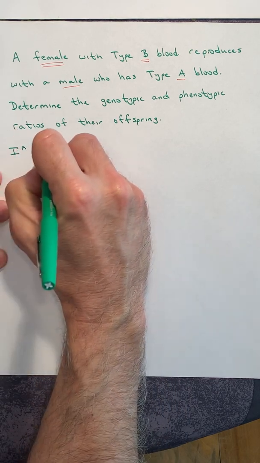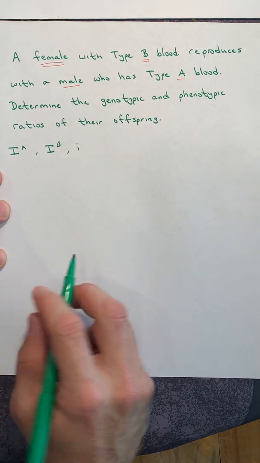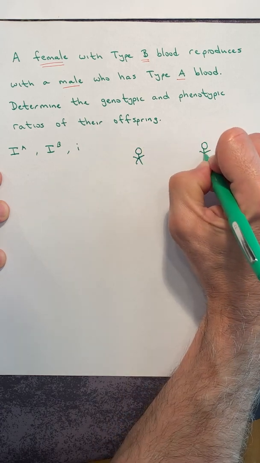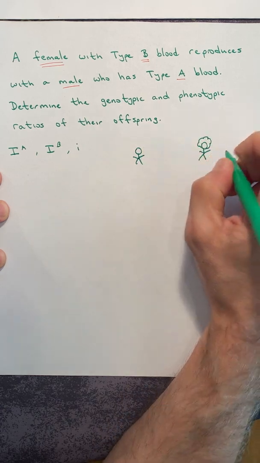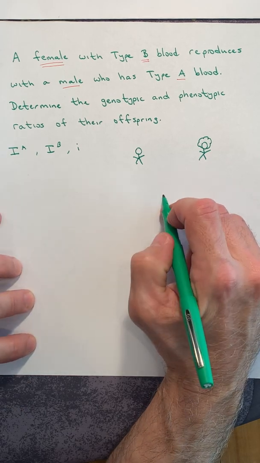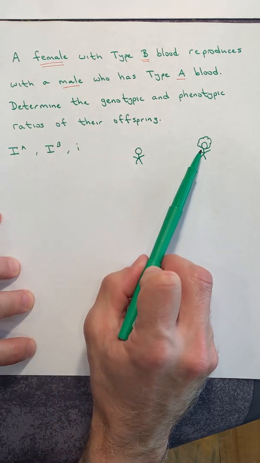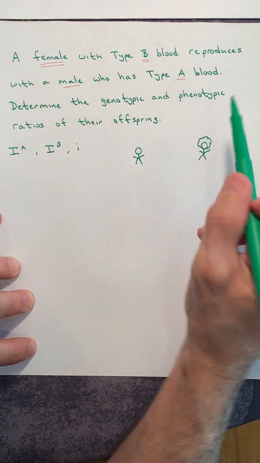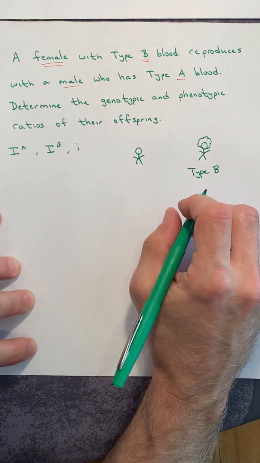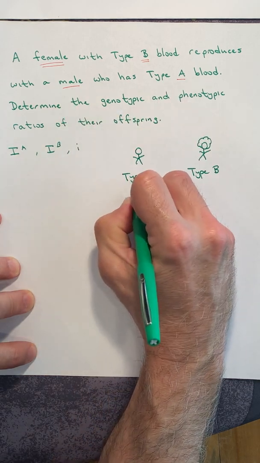And so we have IA, IB, and little i. Got it. So we have a male, and we have a female. This is step 3. Step 3 is to draw out our cross. What does the problem tell us? The problem tells us that our female here has type B blood. And our male has type A blood.